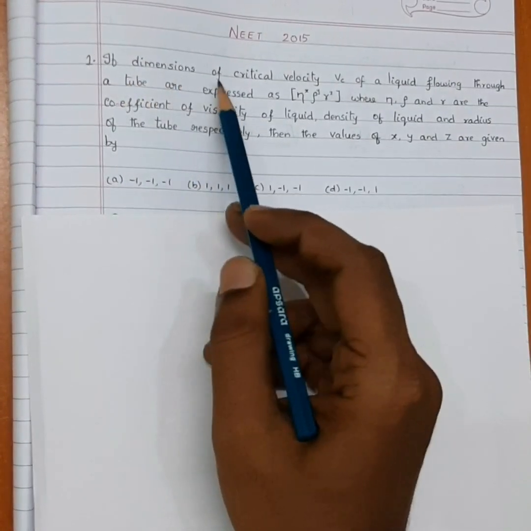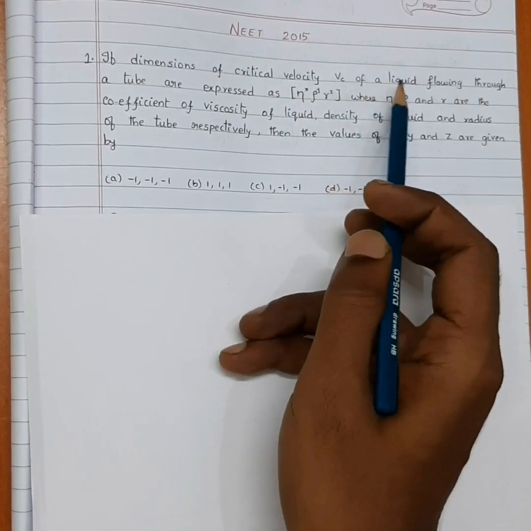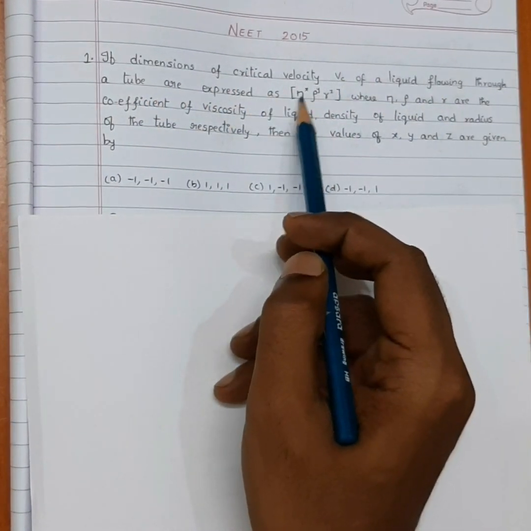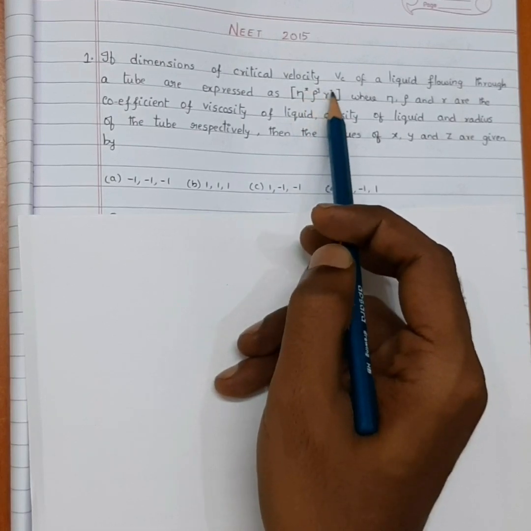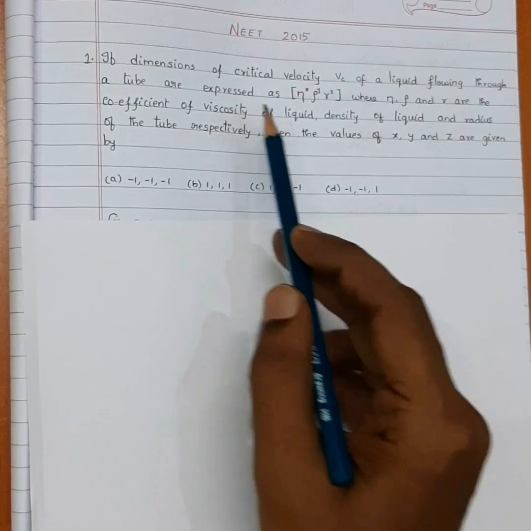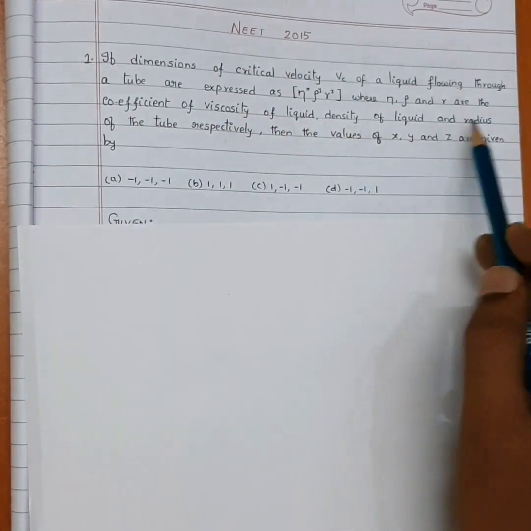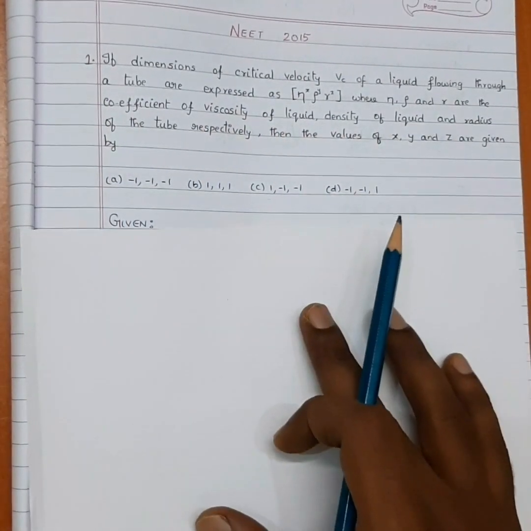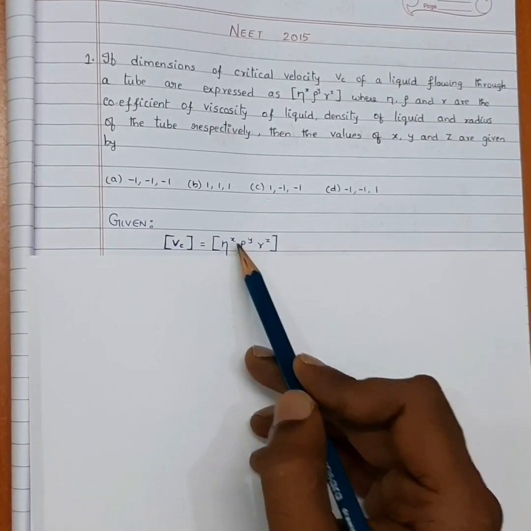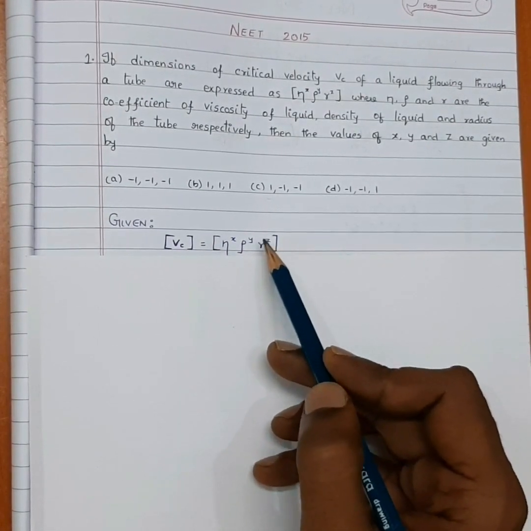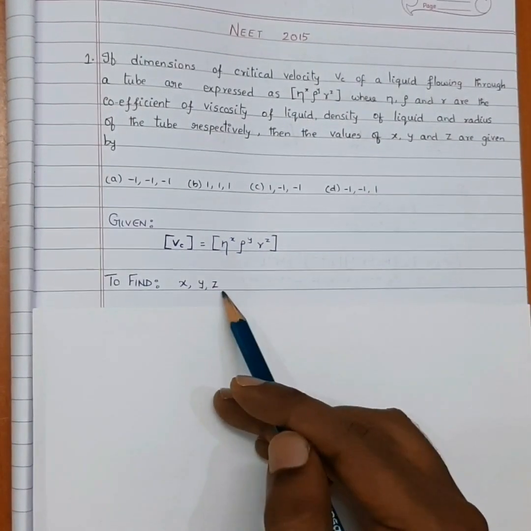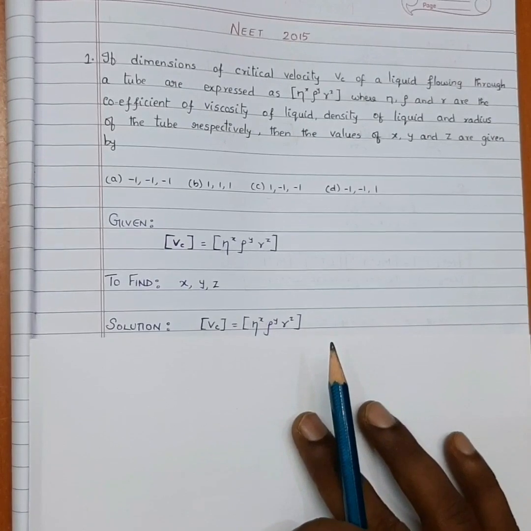If dimensions of critical velocity Vc of a liquid flowing through a tube are expressed as eta power x, rho power y, r power z, where eta, rho and r are the coefficient of viscosity of liquid, density of liquid and radius of the tube respectively. So here given is dimension of Vc is same as eta power x, rho power y and r power z. What we have to find is values of x, y and z. Okay, let's try to solve this.